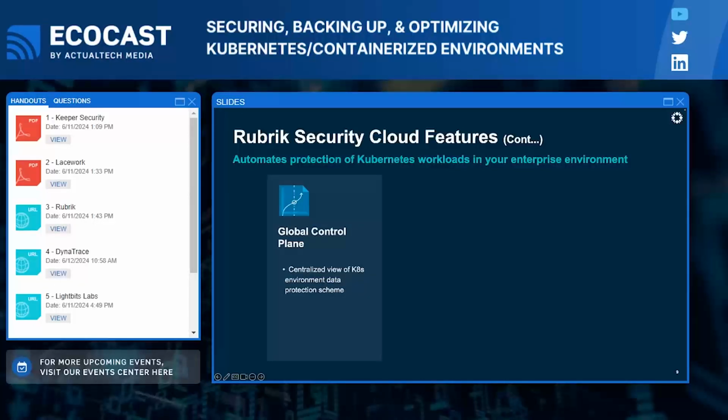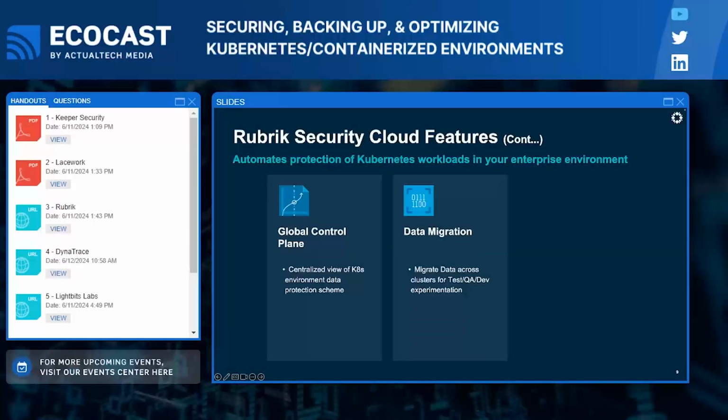Again, around the idea of not just using Rubrik as data protection, but also making it part of the development process as well. We talked about data migration, the ability to not just cover disaster recovery and the migration, but also using it to test new versions of Kubernetes in maybe a dev cluster.